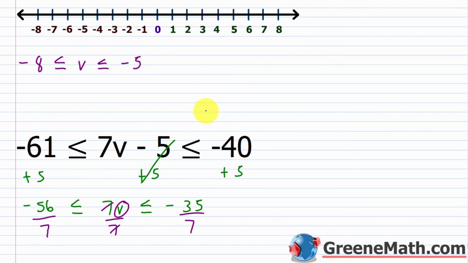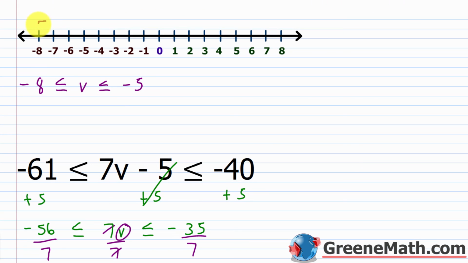So graphically, if I located negative 8, it's there. So it's included in the solution set. So I'm going to put a bracket here that faces to the right. Same thing with negative 5. It's included in the solution set. So I'm going to put a bracket there. This one's going to face to the left. And I shade everything in between. So what this is telling me is that v can be any value starting from negative 8 going up to and including negative 5.